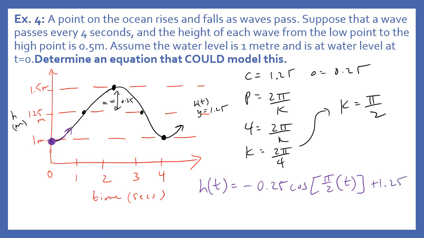Another cos equation you could have picked, if you don't like the negative aspect of it, or if that rattles your brain, is to pick the max, which means it shifted right 2. I'm not going to write it, but I'll go over it verbally. You could have kept it positive, so 0.25 cos pi over 2, but this time it would be t minus 2 because you shifted it right 2, and then plus 1.25.